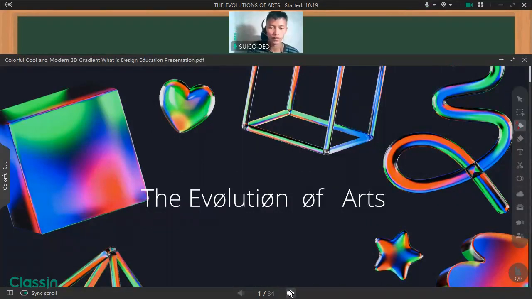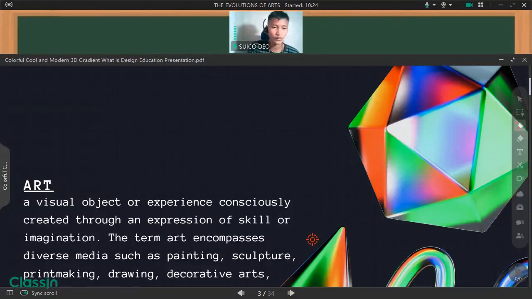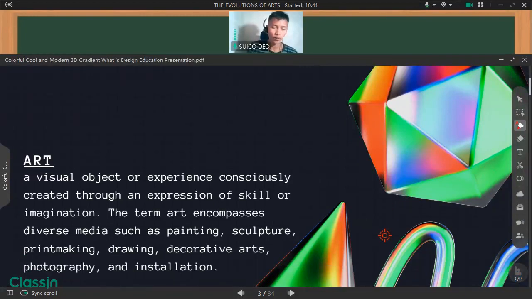The evolution of arts. What is art? Art is a visual object or experience, consciously created through an expression of skill or imagination. The term art encompasses diverse media such as painting, sculptures, printmaking, drawing, decorative arts, photography, and installations.